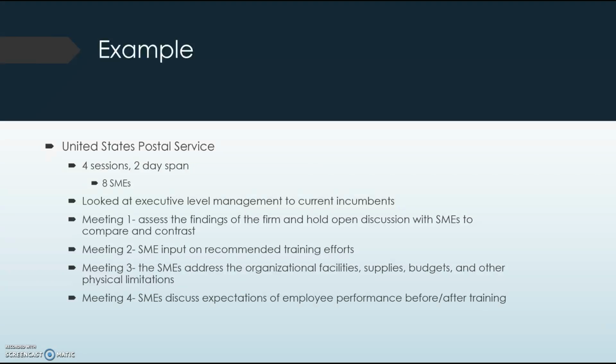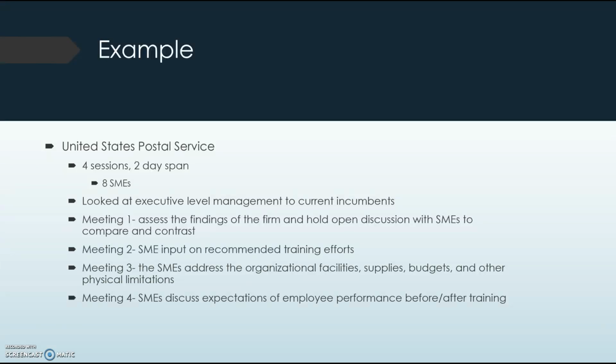An example of the CJAM method was from a group looking at the U.S. Postal Service. This firm held 4 meeting sessions over a 2-day span. They used 8 subject matter experts, ranging from executive level management to current job incumbents, such as mail carriers. Meeting 1 was to assess the preliminary findings of the firm doing the analysis and to hold an open discussion with the subject matter experts to compare and contrast those findings.